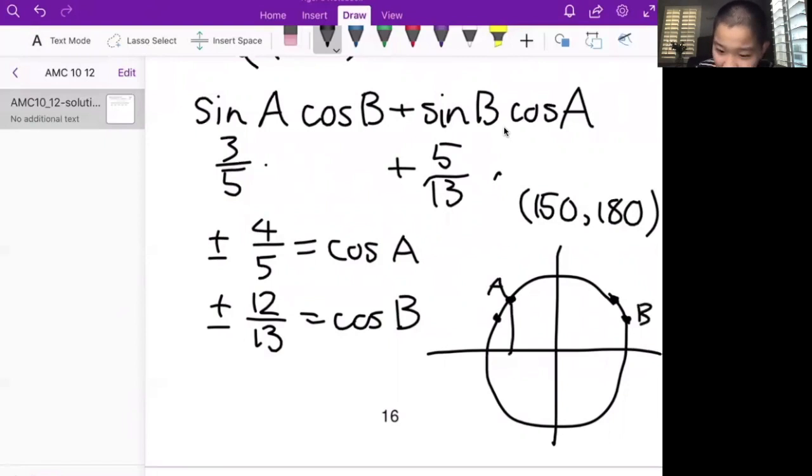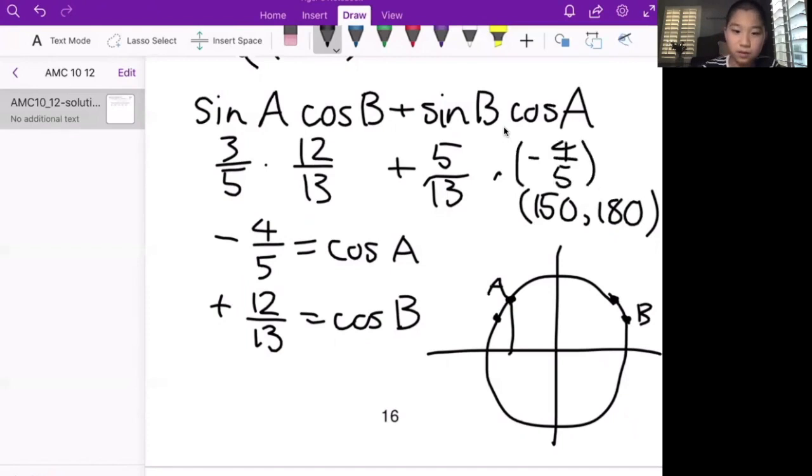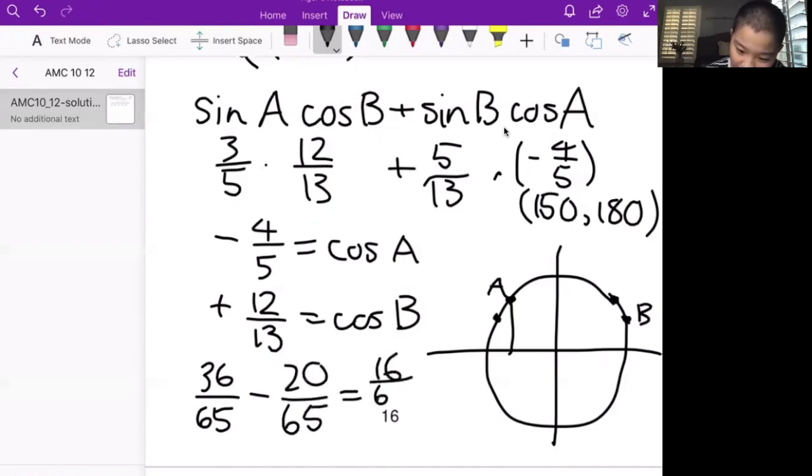So in this case, A has negative 4/5 for cosine A, and then B has positive 12/13 for cosine B. So we can plug that into our equation, and then we'll get 3 times 12 is 36, 5 times 13 is 65, and then minus negative, which is minus 5 times 4, 20 over 65, so that's 16 over 65, and the answer is 16 plus 65, which is 81.